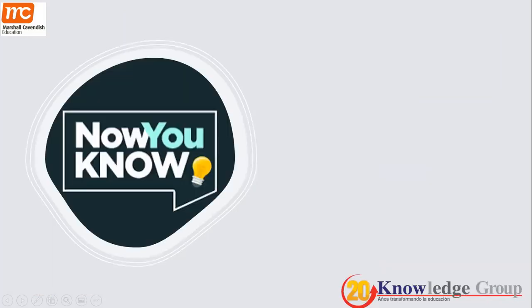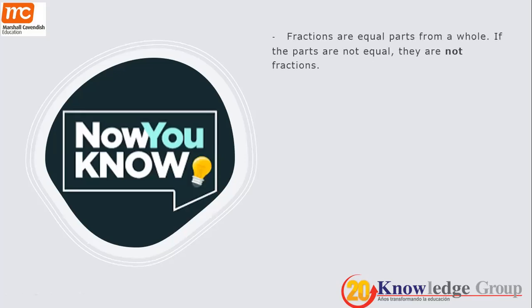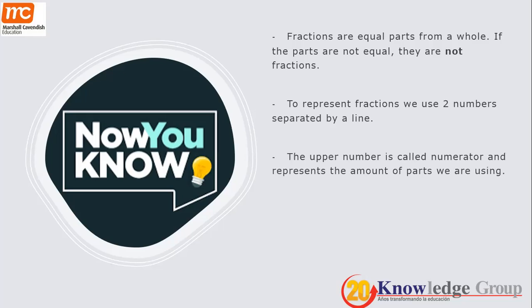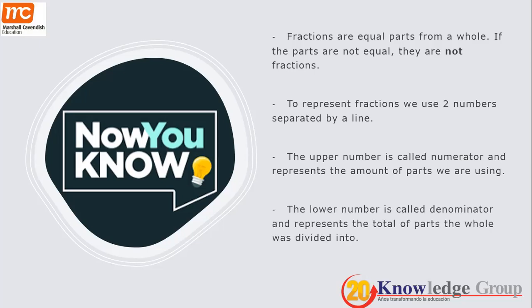Now you know. This is what you learned today. Fractions are equal parts from a whole. If the parts are not equal, they are not fractions. They're just parts. To represent fractions, we use two numbers separated by a line. Remember? The upper number is called the numerator and it represents the amount of parts that we are using at the moment. And the lower number is called the denominator and it represents the total amount of parts the whole was divided into originally.